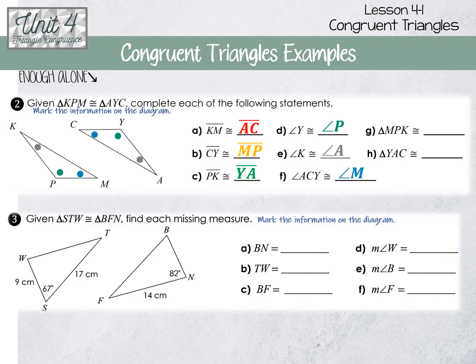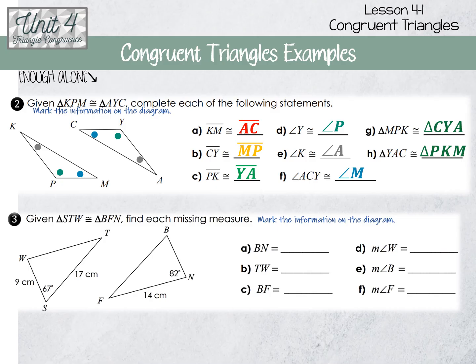Angle ACY. We don't need a 3-letter name. The triangles are not touching each other. So I just went with angle M, and that's so much easier now that we matched them up with the colors over there. Triangle MPK. Let's see, MPK, blue, green, gray, matches with blue, green, gray, CYA. Triangle YAC, green, gray, blue, matches with green, gray, blue, PKM.